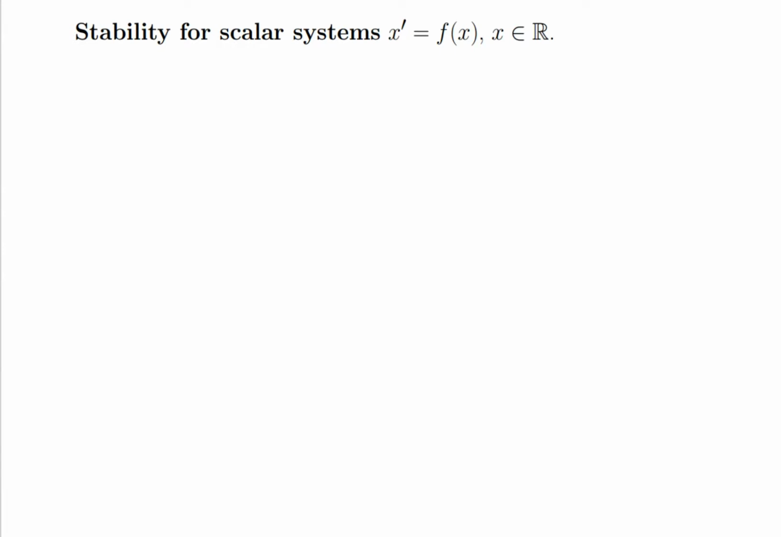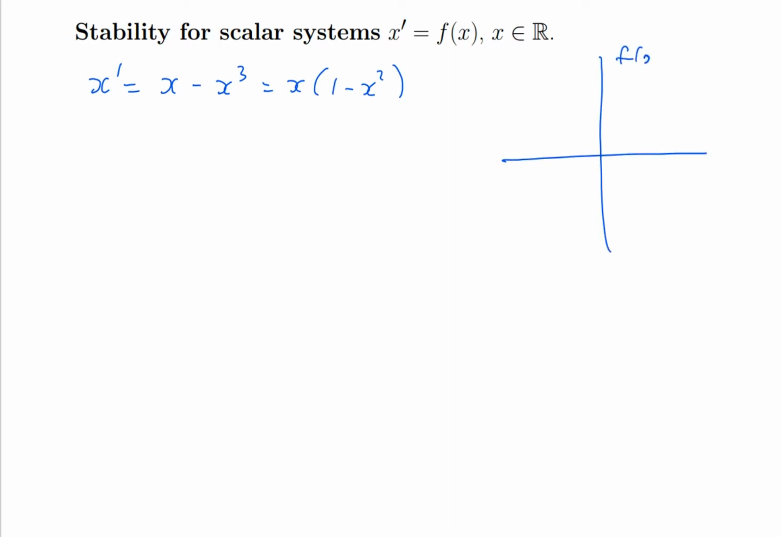Okay, well let's try an easier case. Let's just try a one-dimensional system. So not a system of differential equations, just a scalar ordinary differential equation. And let's consider an example, the one that we've had already, say x prime is x minus x cubed. That is x times (1 minus x squared). If I graph that right hand side, f of x, what does that look like? The graph of x minus x cubed looks like that. It has zeros at minus 1, 0, and 1.